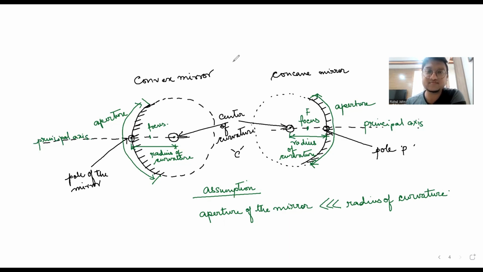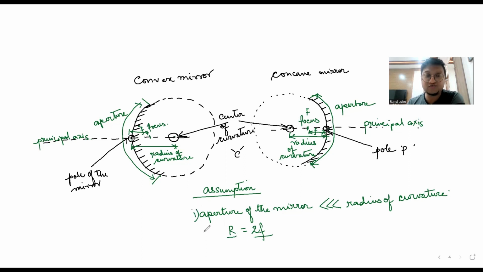And the second assumption is that the radius of curvature R is equal to twice the focal length. Now, what is focal length? Focal length is the distance between the pole P and the focus F. So this will be known as the focal length. Similarly here, the distance between the pole and the focus will be known as the focal length, denoted by small f. So R is equal to 2f.